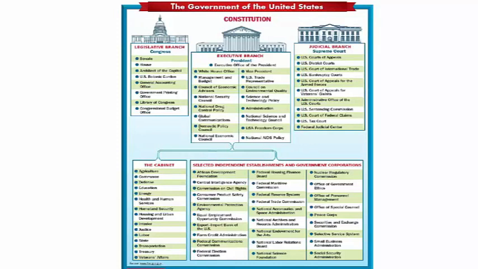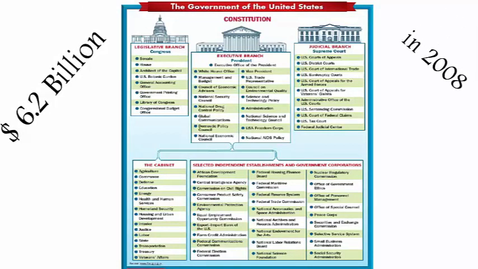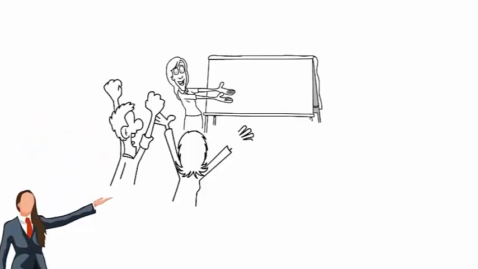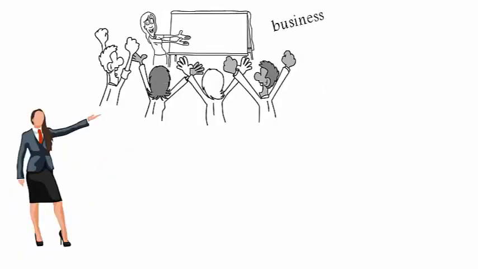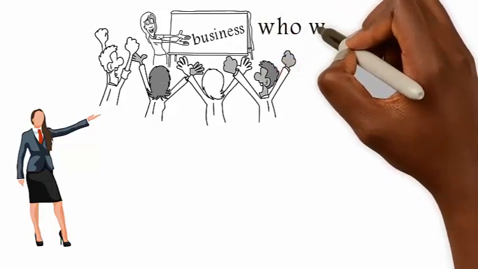According to Wikipedia, the federal government spent $6.2 billion on IT security in 2008. Man, imagine how many security analysts that money can buy. The federal government is big business. In fact, it's the biggest business in the world. What's inside that long checklist that FISMA requires? And who writes them up?